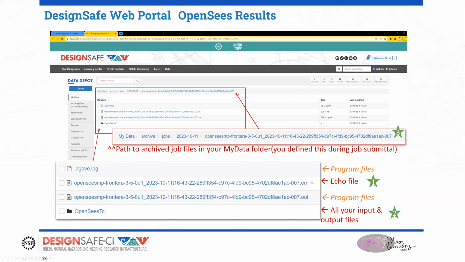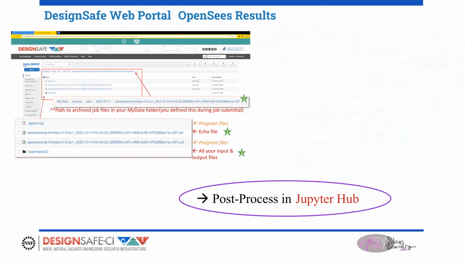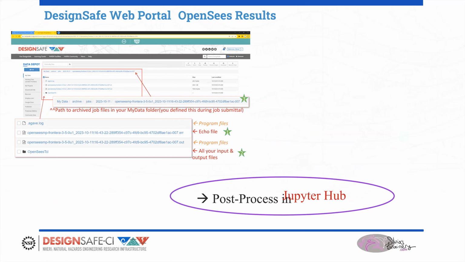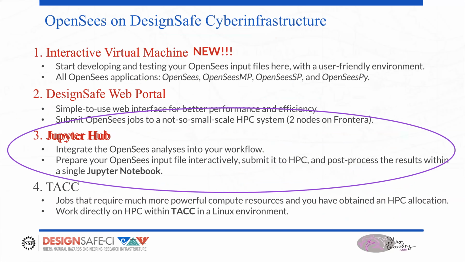You want to open the echo file. That's where, if you have errors, it will tell you the errors. Look at the documentation in DesignSafe, and I show you some interesting things about it. And then all the input and output is in this folder. Make sure you move it to where you need it, and then do some post-processing. Again, you could do your post-processing in JupyterHub. JupyterHub, we've talked about it already.